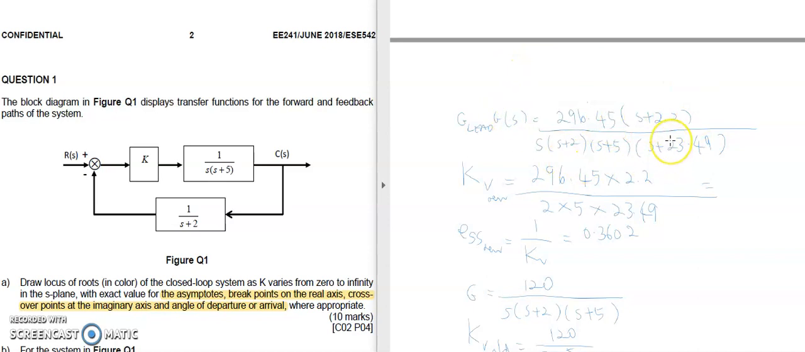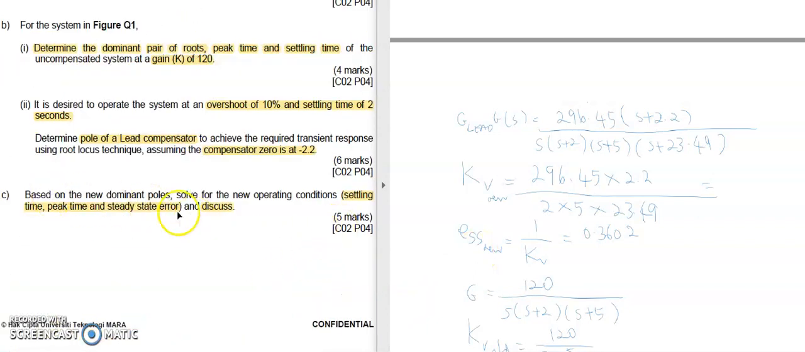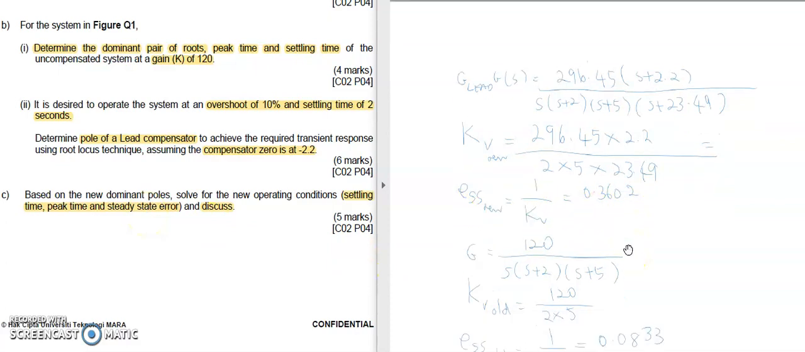Based on this one, determine your static error constant. Since this is type 1, you need to determine KV by replacing S with 0. So this is your KV. You calculate this one. This is your KV value. And then you determine the new steady state error as requested by the question. And this is your steady state error.